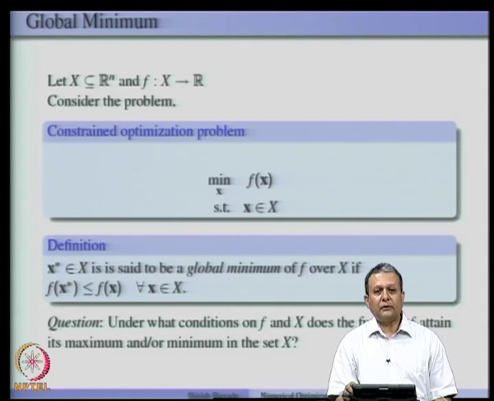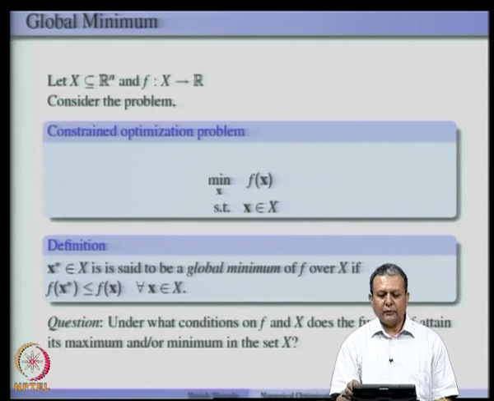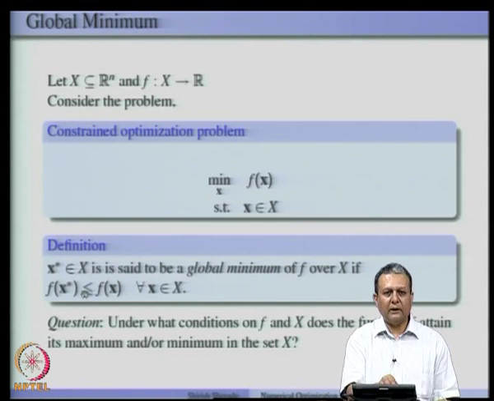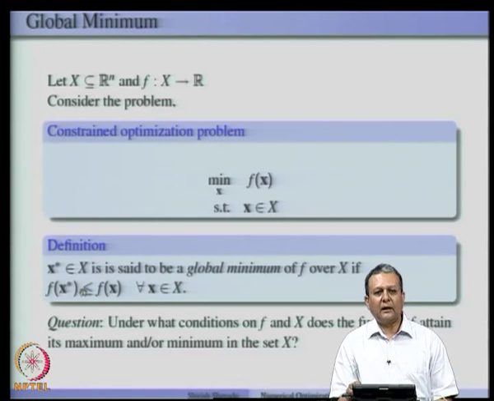Similarly, one can define what is called a global maximum. In the definition of global maximum, this inequality will be reversed: f of x star greater than or equal to f of x for all x belonging to X, for x star to be a global maximum. Now, in this course, many times I will be talking about minimization problems of this type, but the ideas that we discuss here can be easily extended to the maximization problem, by writing a maximization problem as a minimization problem, which was seen in the first lecture.